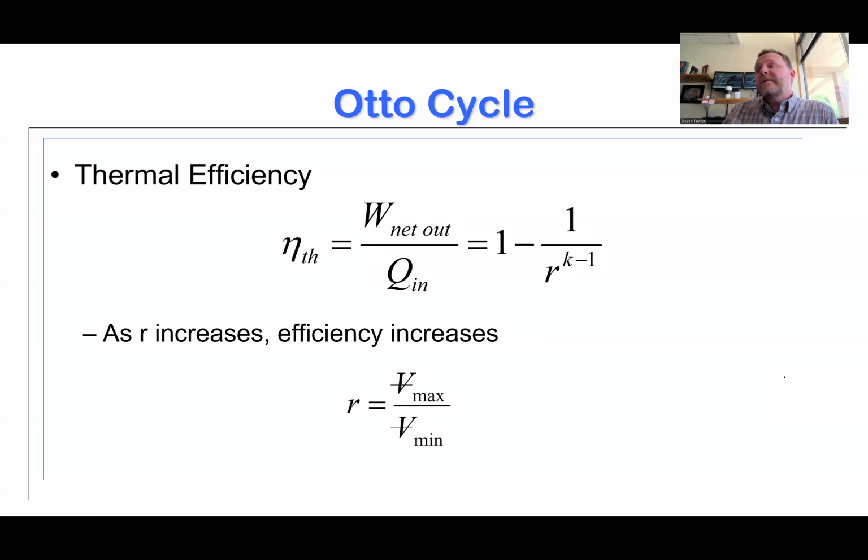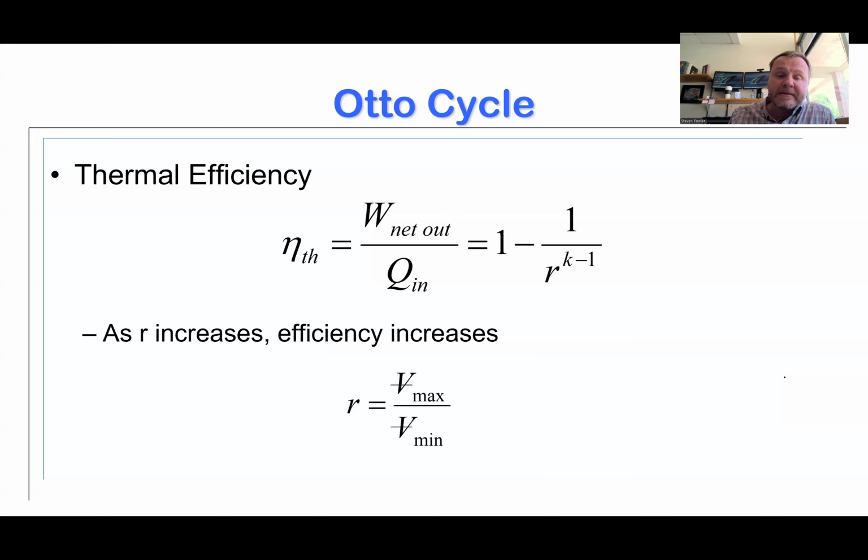We can, because it's an ideal gas and because everything's reversible, remember, there was that k ratio that showed a ratio of temperatures can be approximated as a ratio of volumes to the k minus 1. And we basically can employ that here. And remember, r is just the ratio of volumes. So 1 minus 1 over the ratio of volumes to the power of k minus 1 gives us essentially the same value we would get for the thermal efficiency because it's reversible and it's an ideal gas.